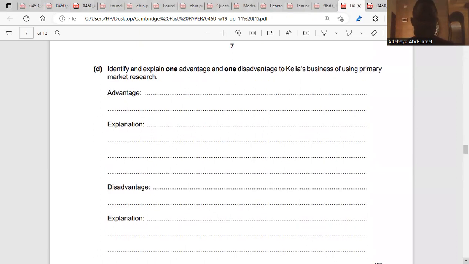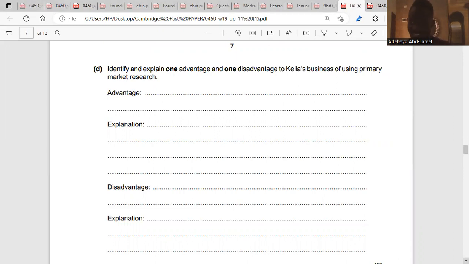Then we go to D. Identify and explain one advantage and one disadvantage to Kylo's business of using primary market research. When you use primary market research, it means you are doing the research yourself. It helps you to gather new information about the customers, and manufacture products or services that your customers want or prefer. A disadvantage is that it can be expensive and time consuming.